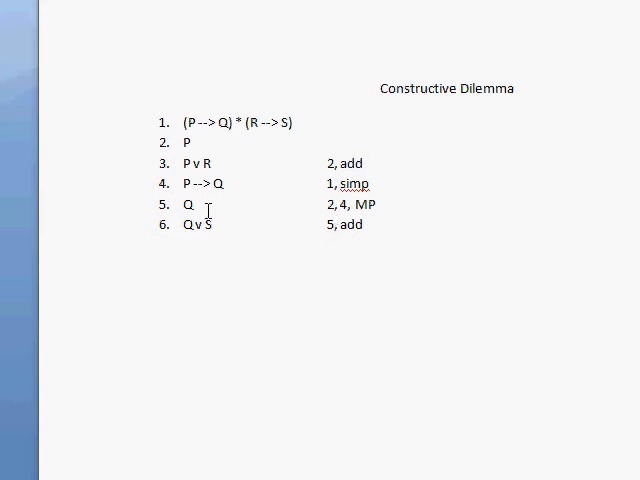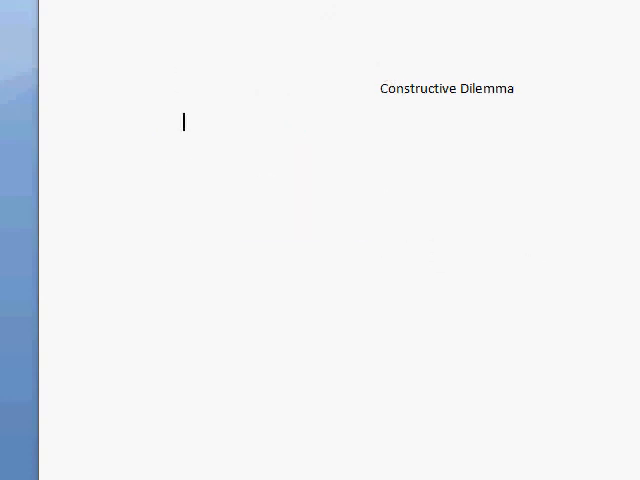And then we're able to get Q or S through 5 addition. Again, P then Q and R then S, and you have P or R. You can do that because you add it, then you get Q or S. And it works the same way in the opposite direction as well.